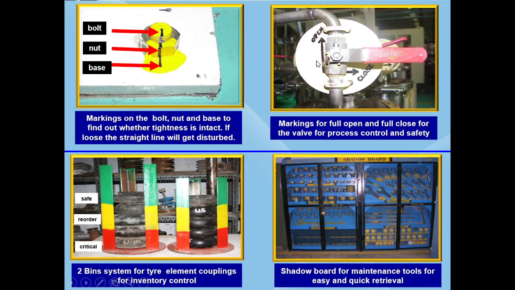At the right hand side, the valve full open and full close for operating purpose. The left hand side bottom picture shows the two bin system for keeping the tire element for inventory control. The green level is safe, the yellow is your reorder level, and this is a very critical level. And the right hand side bottom picture shows a shadow box for keeping maintenance tools. We already discussed this in 2S.